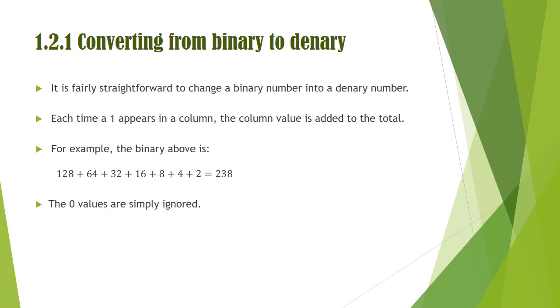It is fairly straightforward to change a binary number into a denary number. Each time a 1 appears in a column, the column value is added to the total. And the one thing that you have to take care of always is that 0 values are simply ignored.